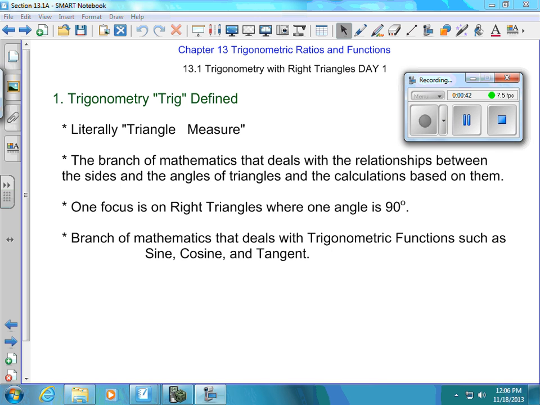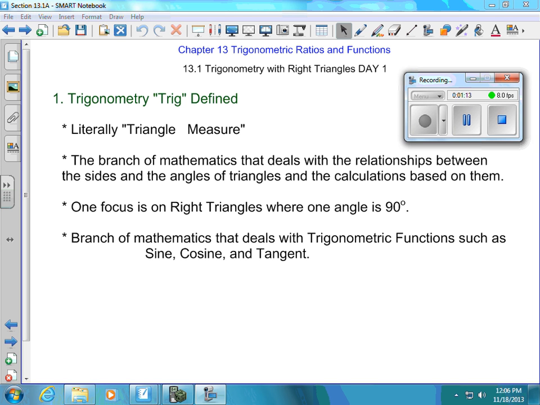Okay, trigonometry, or trig, as we call it for short. Literally, trigonometry is triangle measuring. So it's the study of triangles. In the branch of mathematics, it deals with the relationships between the sides and angles of triangles, and the calculations based on them. One focus is on right triangles, where one angle is 90 degrees. It deals with trigonometric functions such as sine, cosine, and tangent.